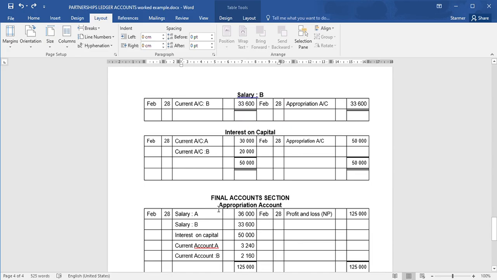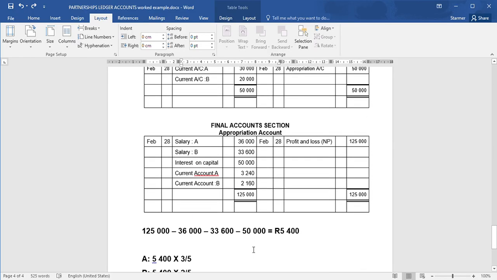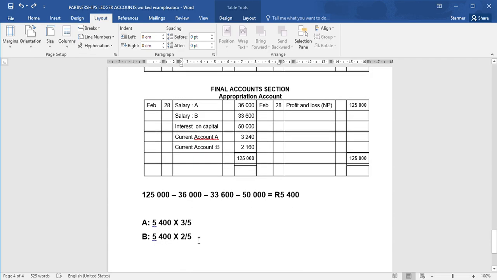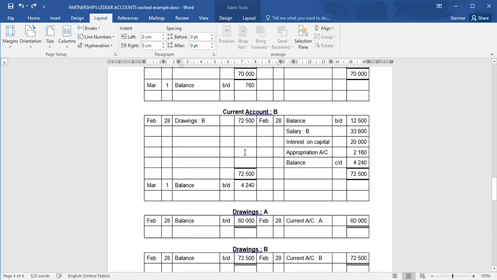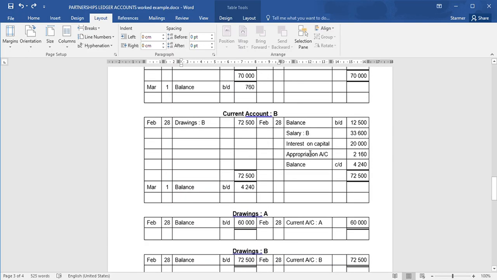Okay, and once again, I told you this is the income side, the credit side. That's why the profit's there. This is the expense side. What is that profit used for? Salaries, interest. And then this figure here was where we calculated the 3/5 for the one and 2/5 for the other. So if you're debiting the appropriation account rather, then that means you're going to credit the partner's current account.